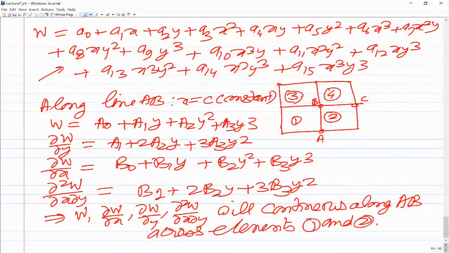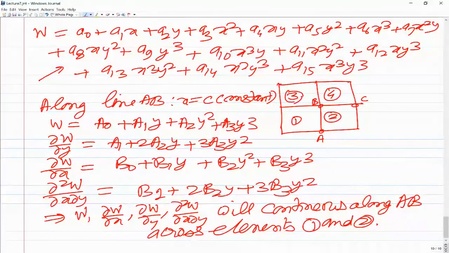Similarly, if you extend the same logic, you can look along line BC also. You will get similar arguments, and so you would see that this element will satisfy the compatibility requirement. So all the primary variables will be continuous across the elements. In addition, of course, del 2 w by del x del y will also be continuous.